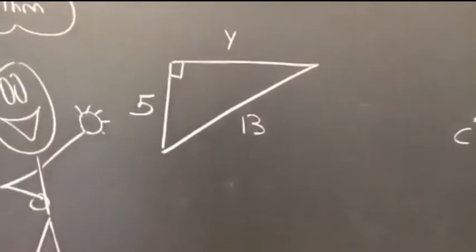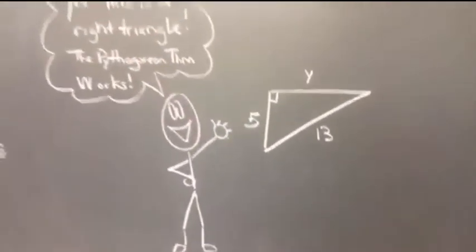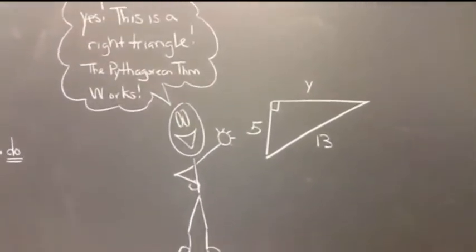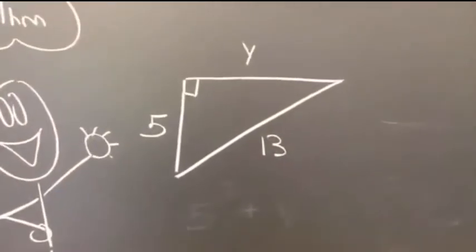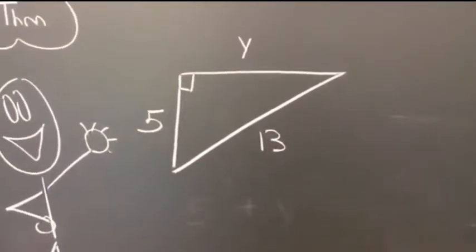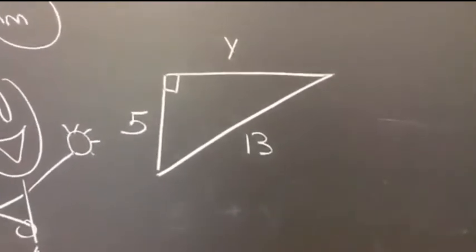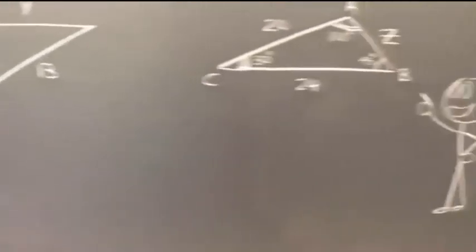Here's a triangle. Is it a right triangle? Yes, this is a right triangle. So the Pythagorean theorem works. Can you figure out what y is on your own? I'll tell you at the end of the video, okay? You find out first. Pause the video, see if you can find it, and then I'll tell you at the end of the video what it is.